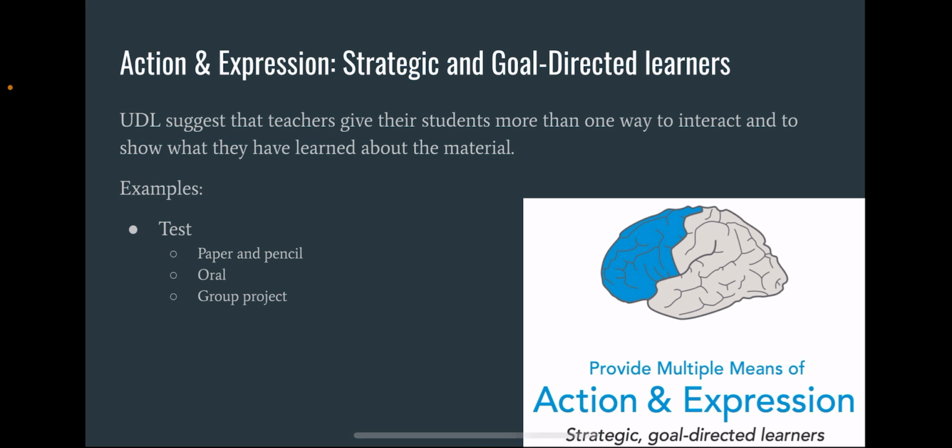Finally, action and expression. Strategic and goal-directed learners. UDL suggests that teachers give the students more than one way to interact to show what they have learned about the material. For example, instead of just giving a test, you can give the test in 3 different options, such as paper and pencil, oral, or group project.